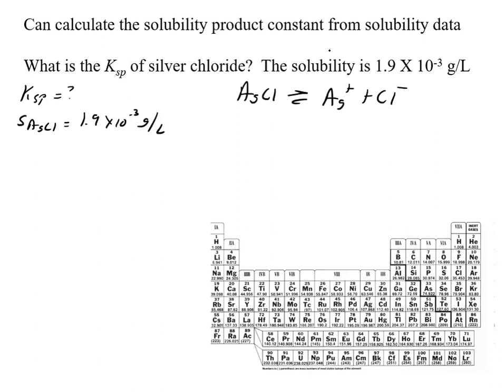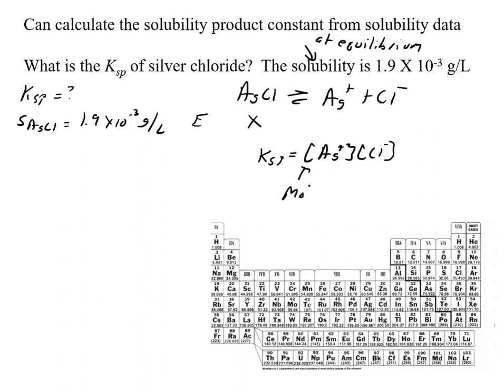Solubility is at equilibrium. So for these, I don't need the ICE table. I'm just going to have E. Of course, there's no silver chloride because that's a solid. However, the Ksp for this is bracket of silver, bracket of chloride, and the brackets mean molarity, which is moles per liter.